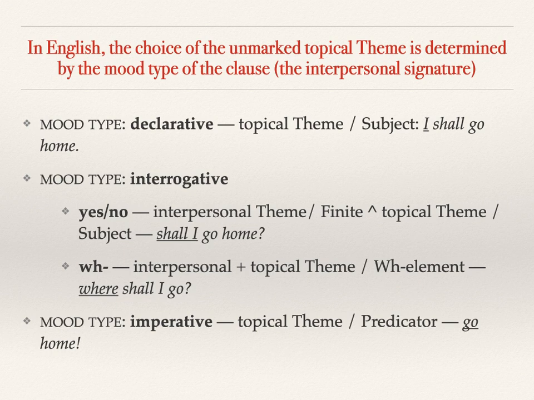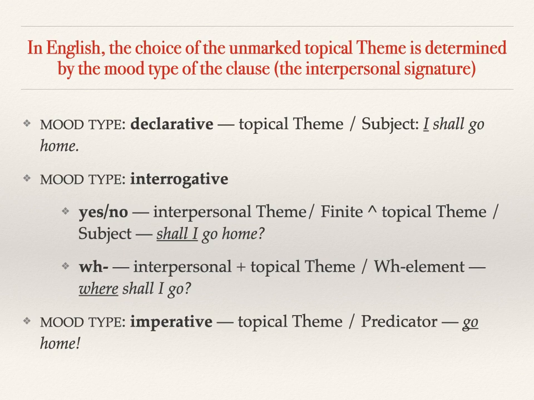If instead of declarative, you give information, you have an interrogative, which typically means you're demanding information, then there are two basic types in English. There are two basic points of interrogation. Yes or no, as we've already seen. Then, before the unmarked topical theme, you have an interpersonal theme, the finite. And that's followed by unmarked topical theme, subject. Shall I go home?